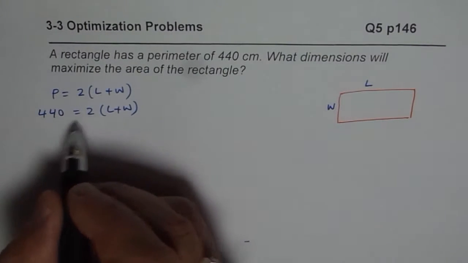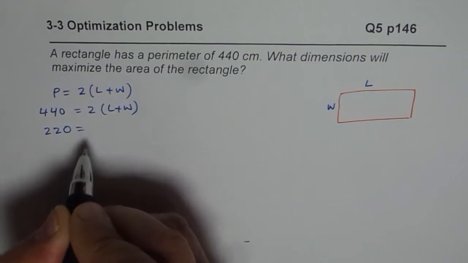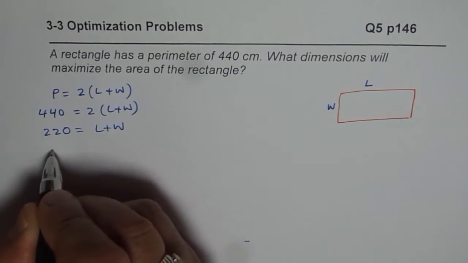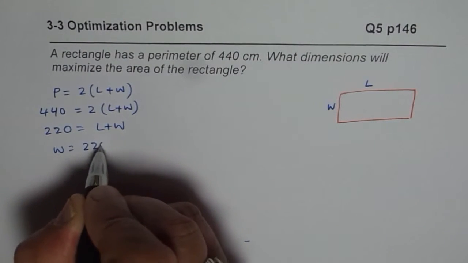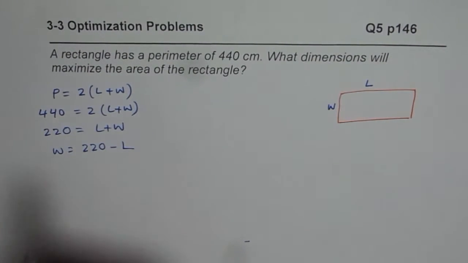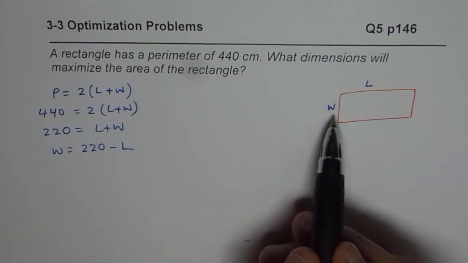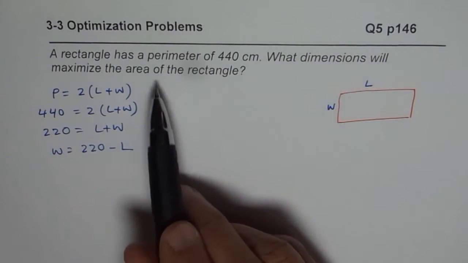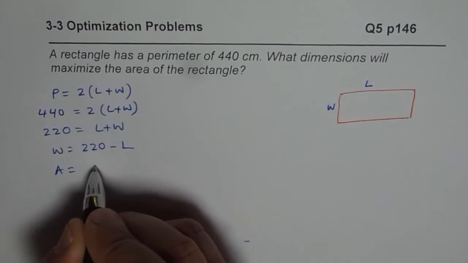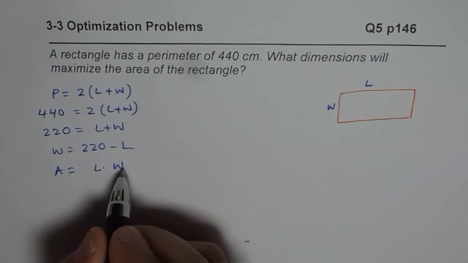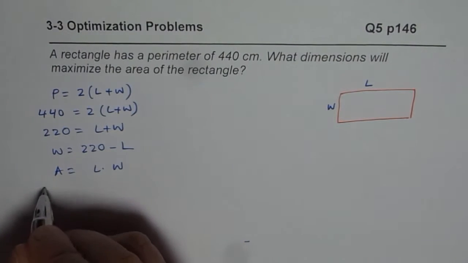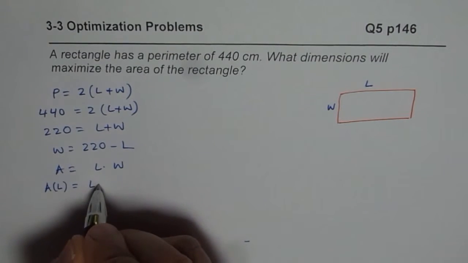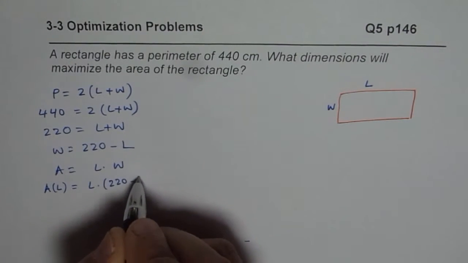So from here we can divide by 2, so we get 220 equals length plus width, and you can say width is equal to 220 minus length. So the first step is to write one variable in terms of the other, right? Now since we need to maximize area, we know area is length times width. We can now write this in one variable, which will be length in our case. So we say area as a function of length is length times 220 minus L.